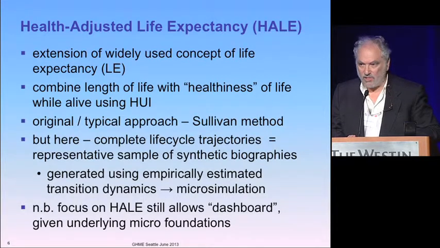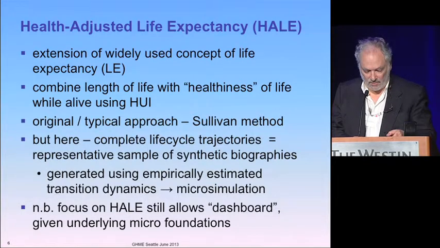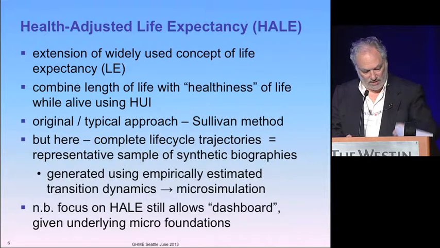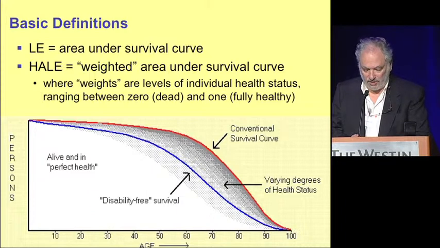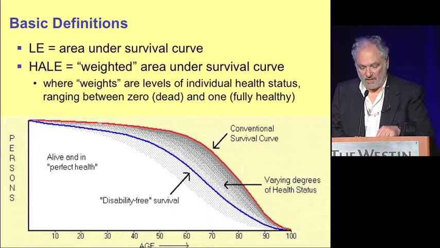And given that Dean Jamison yesterday afternoon mentioned dashboards, I don't want to sound like we're preoccupied with just a single index because we have a full underlying microdata foundation. We can construct all kinds of indices from the simulation model. Just a quick refresher here to fix ideas. Here's a picture of a survival curve with life expectancy. Every person year lived is considered a 1, and if you're dead, you're a 0. The idea of HALE is that if you're not fully healthy, that life year is going to count for some fraction between 0 and 1.